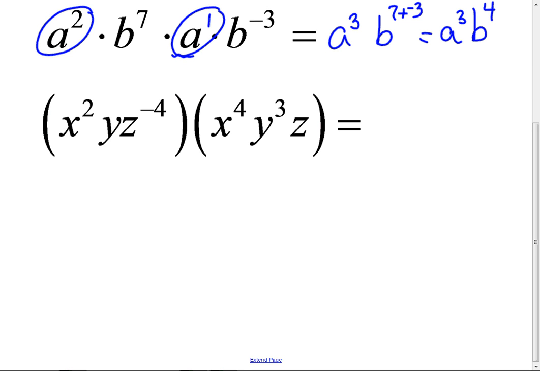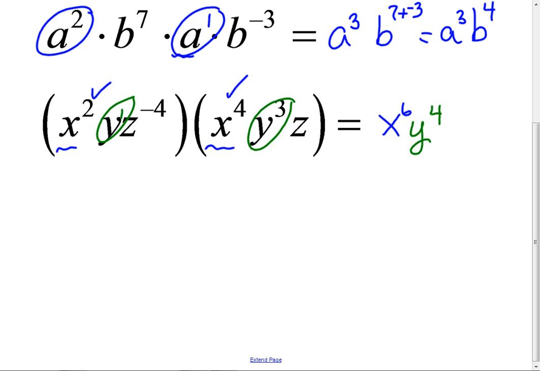Caitlin, can you do the x's here? Nope, they're separate. So it's x to the what? 6. I'm going to check them off. Okay, Alex, how about the y's? I've got 3 here and another 1 here. Put the 1 if you need to. How many y's are there? 4. I've got 3 here and 1 more, so that's a total of 4.